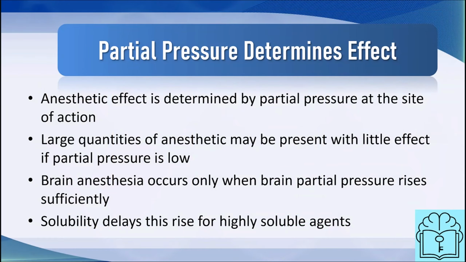Anesthetic effect is determined by the partial pressure at the site of action. Large quantities of anesthetic may be present with little effect if the partial pressure is low. Brain anesthesia occurs only when brain partial pressure rises sufficiently. Solubility delays this rise for highly soluble agents. That's what you absolutely must know.